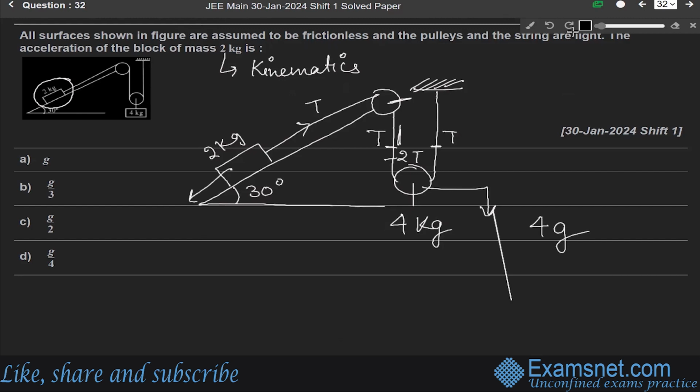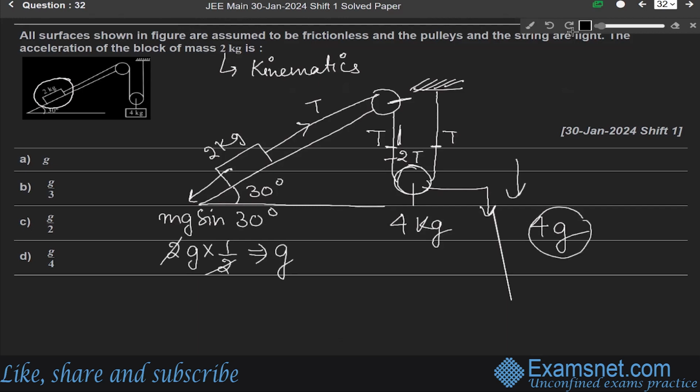So in this direction it will be mg sin 30. Here m is 2 kg, so 2 into g into sin 30, which is 1 by 2. So the weight in this direction is g. The downward weight of this block is 4g, and the weight in this direction is g. The tension in both strings is T and T, so the combined tension is 2T.